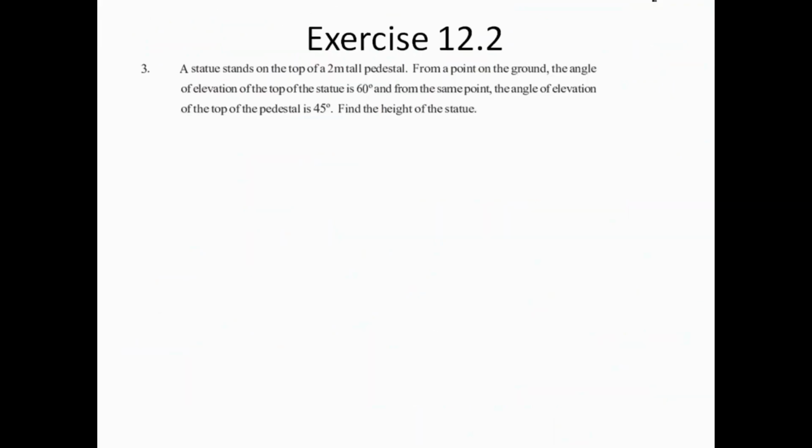So let us look at the third one. His statue stands on top of a 2-meter tall pedestal. Okay, 2-meter tall pedestal. So let me make the pedestal. This is around 2 meters tall. The next sentence: from a point on the ground, the angle of elevation to the top of the statue is around 60 degrees. Okay, so you are having a height of this statue. So this is your height. From one of the angles, it is measured as how much? 60 degrees. So this should be the required length. Over here, this is how much?